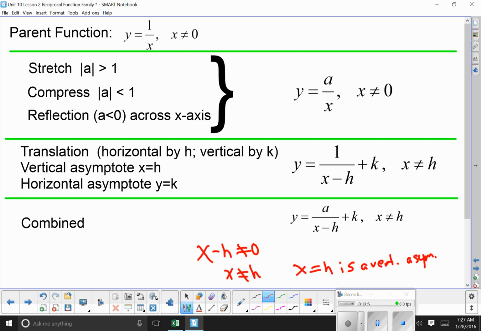And in this case, you always have a constant in the numerator and a degree of 1 in the denominator. So a degree of 0 over a degree of 1, you're always going to have y equals 0 as your asymptote. The plus k simply moves that whole graph up or down. So y equals k is your horizontal asymptote.